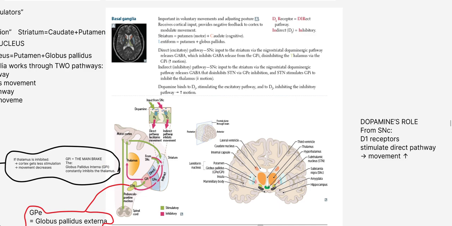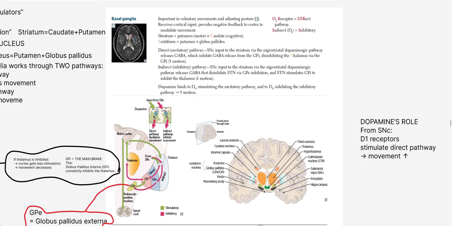All right, let's get a bit into the basal ganglia motor circuits. But first, let's try to get the big picture. The basal ganglia do not directly cause movement. Instead, they act like a traffic control system for movement. They decide which movement should be allowed, which movement should be suppressed, and how much movement should occur.